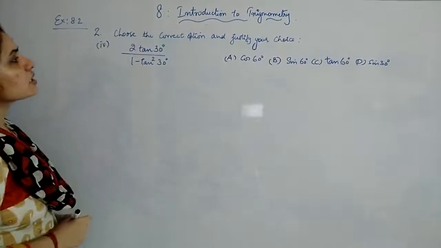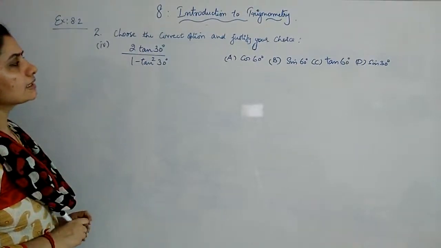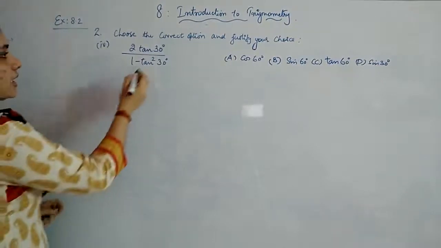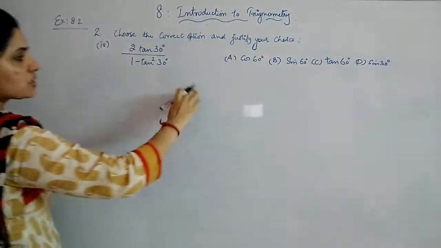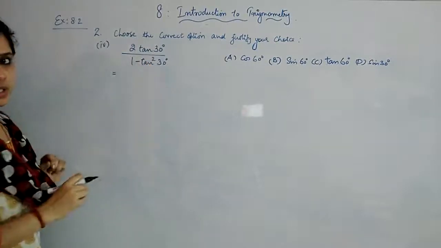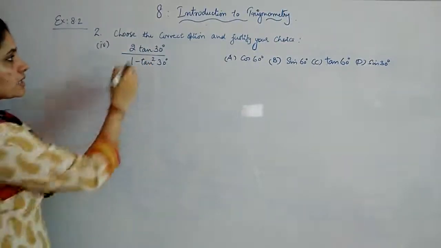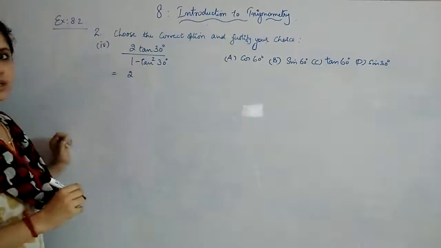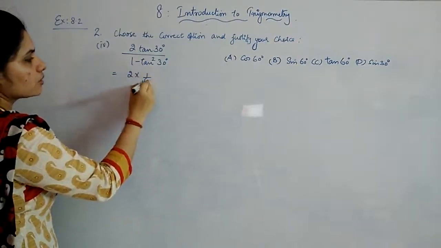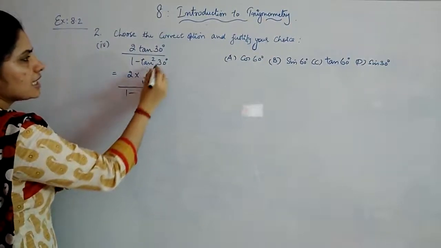Option number 4 is 2 tan 30 degree divided by 1 minus tan square 30 degree. You have been given certain 4 options, out of which we have to select the correct one. Before that, we are giving the justification why we are choosing that answer. So what is tan 30 degree? Tan 30 is 1 by root 3. So you will get 2 into 1 by root 3 divided by 1 minus tan square 30.